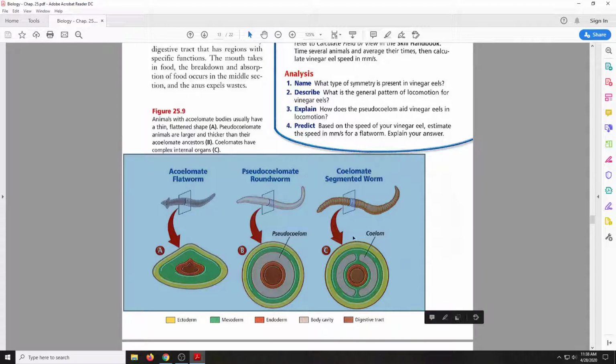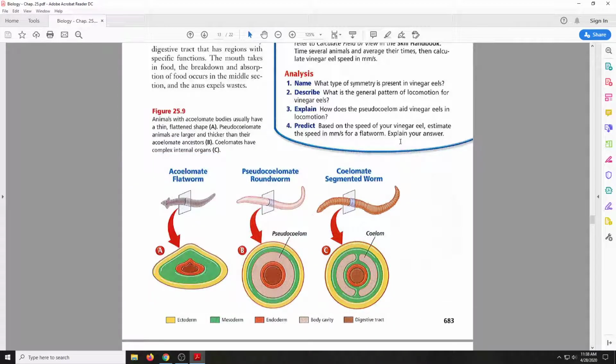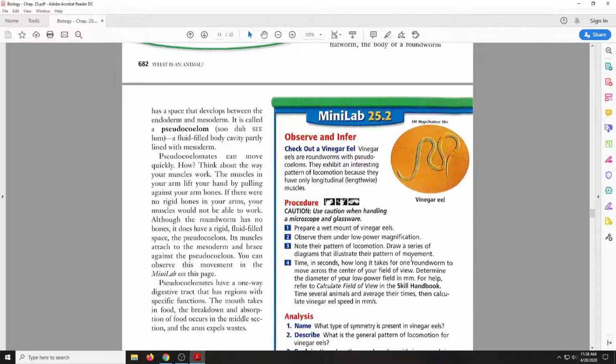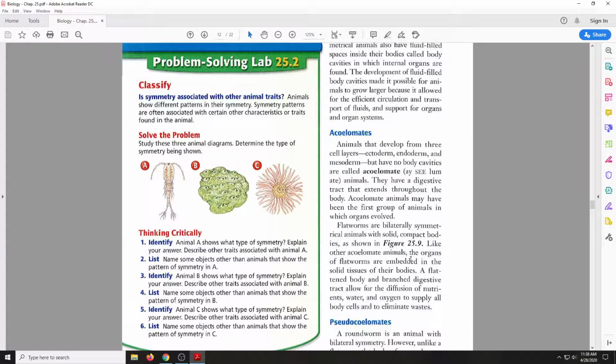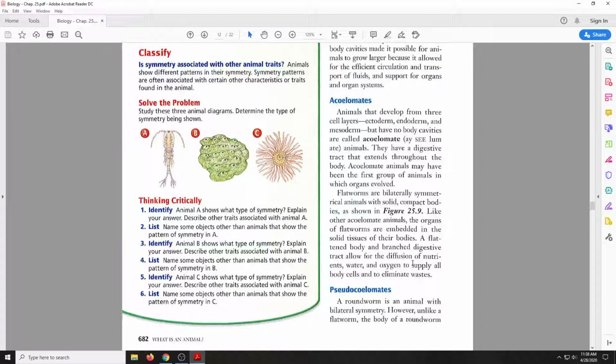It comes down to these 3 types, and every animal can be reduced to one of these 3 gummy worms. We'll see which one we are soon. First up, we got the acoelomates. All right, acoelomates. That's what these guys are.